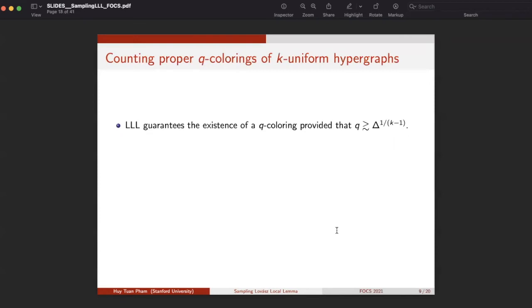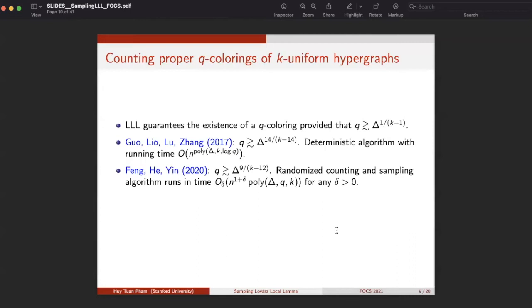Let's now turn to the case of proper q-colorings of k-uniform hypergraphs. In this case, LLL guarantees the existence of a coloring provided that the number of colors q is at least delta to the 1 over k roughly. And in the case of deterministic algorithms, Guo, Liu, Lu, and Zhang show that there is an approximate counting and sampling algorithm if q is at least delta to the 14 over k.